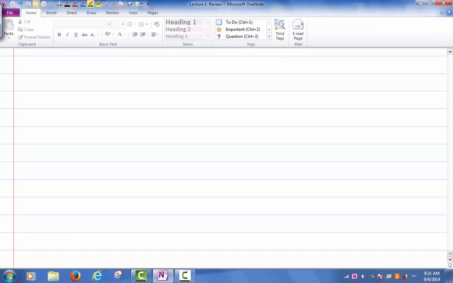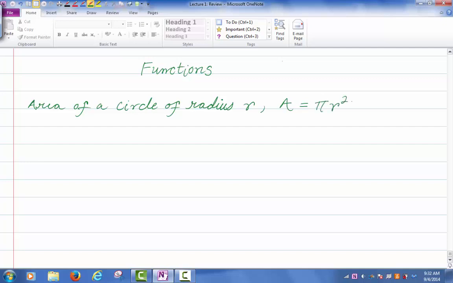Okay, so then I will go ahead and review functions. And like I said last time, we see functions all over in various areas. You must have seen the area of a circle of radius r is given by A, which is pi r squared.